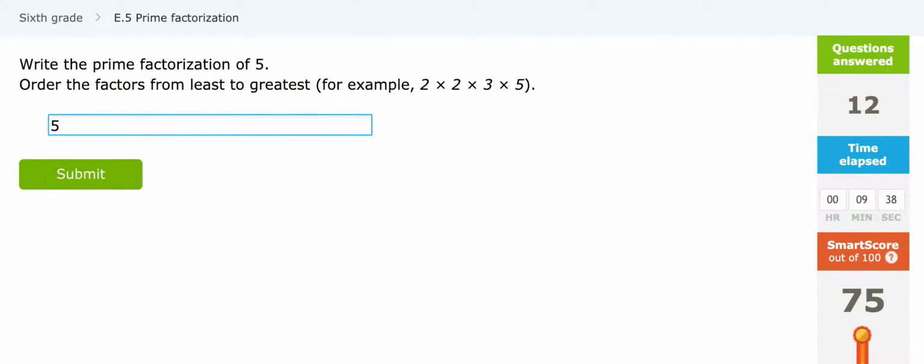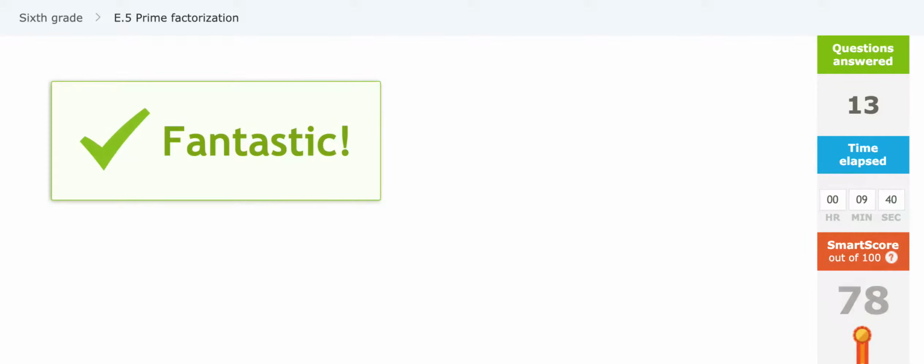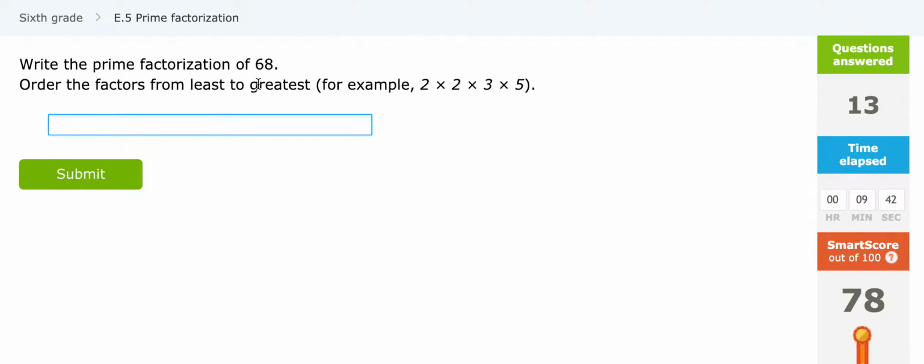Prime factorization of 5, these are always great because it's just going to be the number itself. 68: when the numbers get slightly bigger, we have to think, is it prime or is it composite? If it's prime, then it's really straightforward. If it's composite, we still have to break it down.